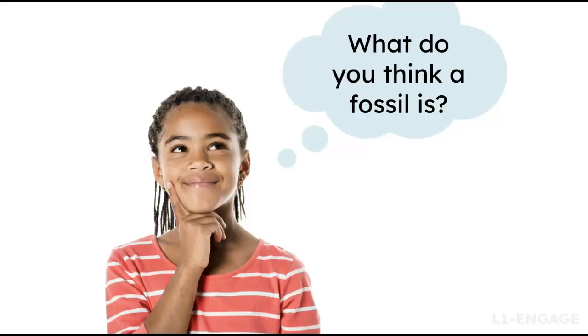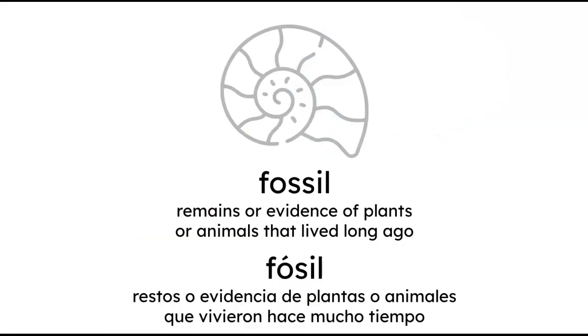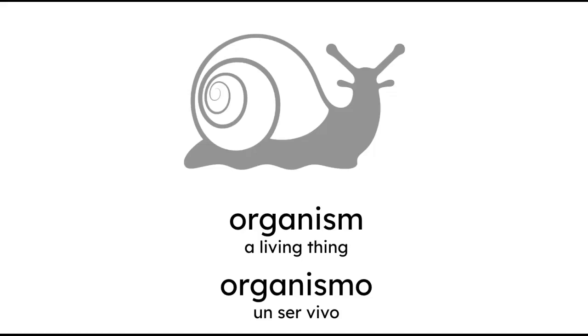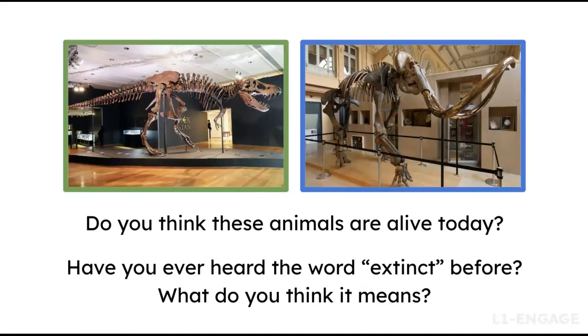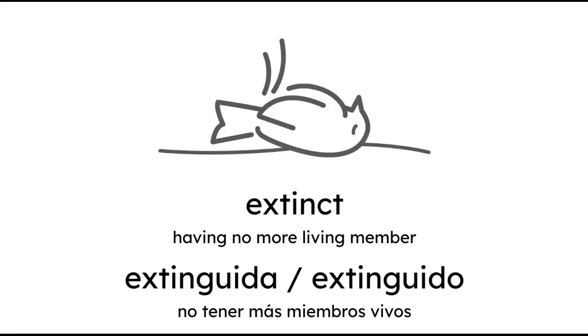You'll tell students that they are going to investigate their questions to help them learn more about fossils and what they tell us about organisms from the past. You'll ask them what they think a fossil is, and post and discuss the fossil and organism vocabulary cards. You'll also ask if they think these animals are alive today, and post the extinct vocabulary card.